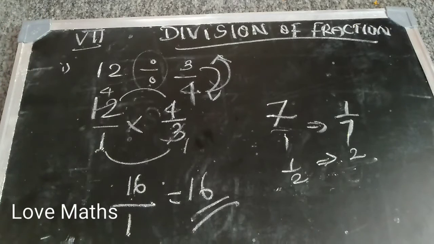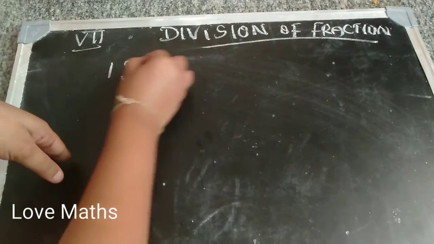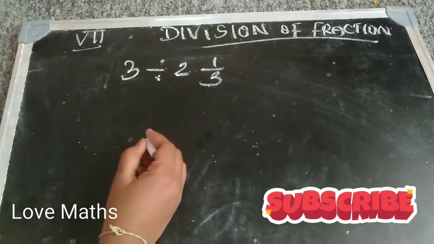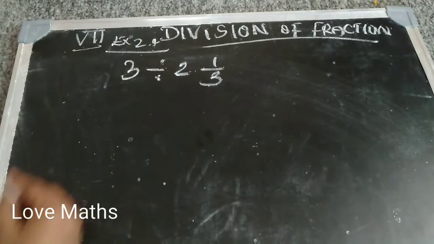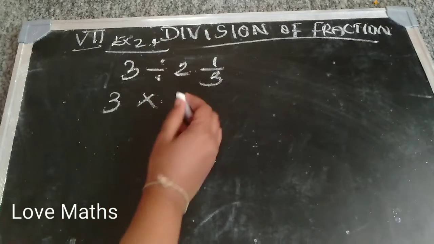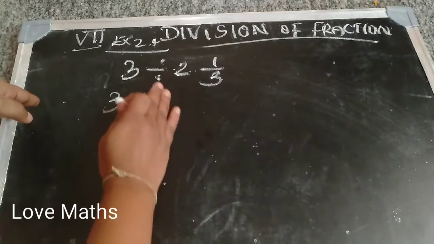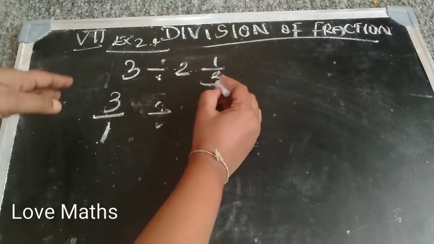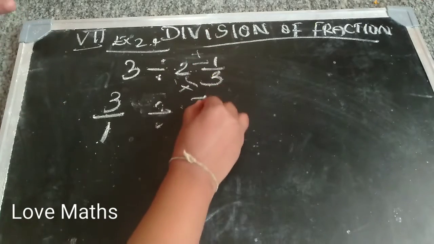Okay, let us solve a few more sums now. Another sum: 3 divided by 2 1 by 3. This is your exercise 2.4 sum, number 3. First step, I want to convert the division as multiplication. First, it is a mixed fraction, so you should convert it to improper first. The divide 3, consider as 3 by 1. Then for the mixed fraction, multiply this 2 and add this 1: 2 3s are 6, 6 plus 1 is 7 by 3.